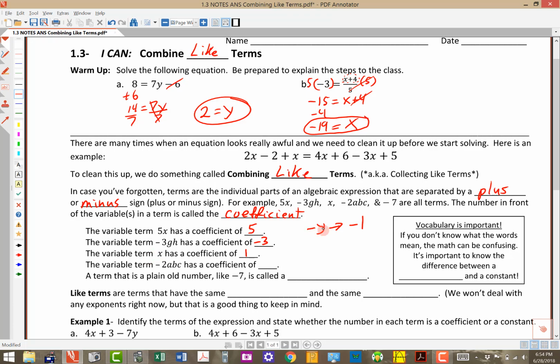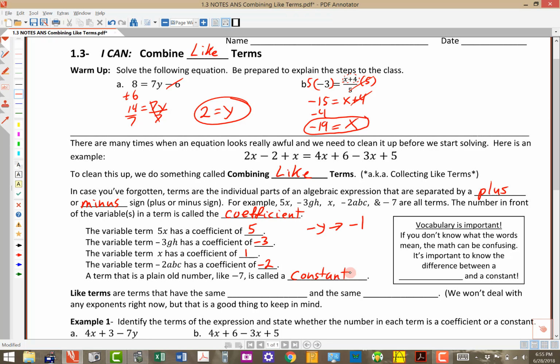If there's a negative and then the variable, it's assumed that the number sitting out front, the coefficient, is a -1. -2abc has a coefficient of -2, and then we've got this plain old number at the end, like -7 or 12 or whatever. If it does not have a variable on it, it is called, I'm hoping you remember, a constant.